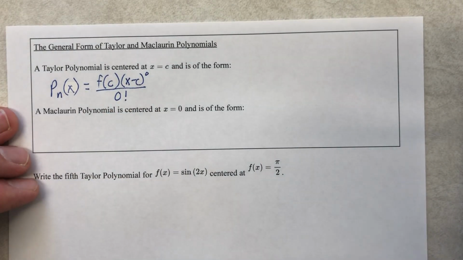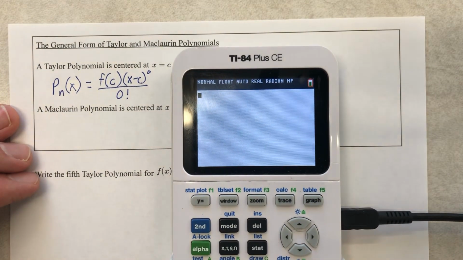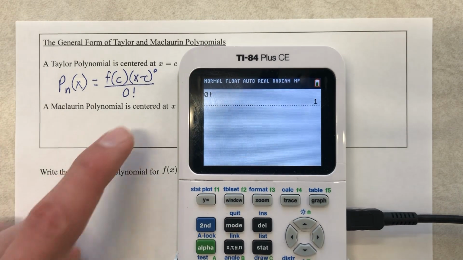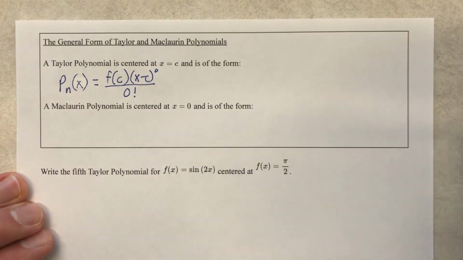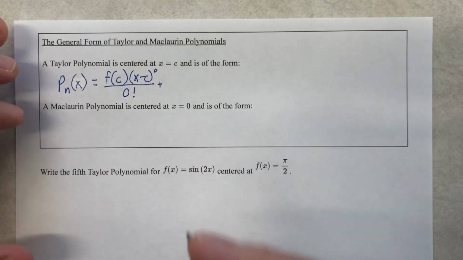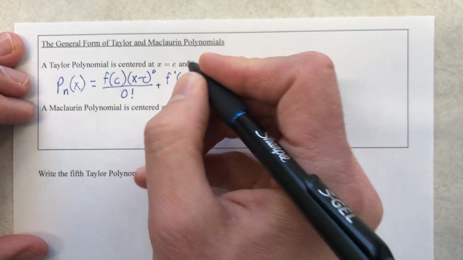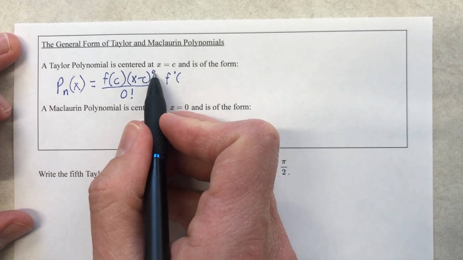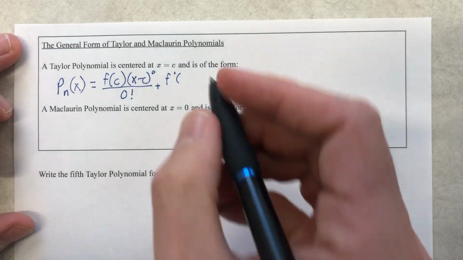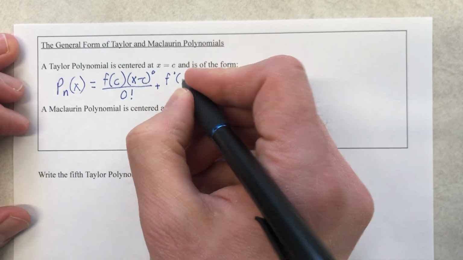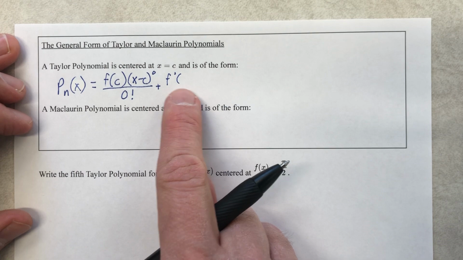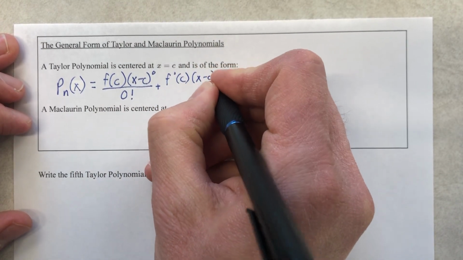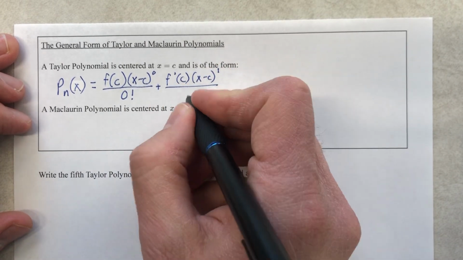Just quick, in case you've never seen it before, or if you saw it and forgot it, 0 factorial is not 0. We are not dividing by 0 here. 0 factorial is 1. Fun times. Plus, next term, first derivative. So this is the 0th term, so I have a denominator of 0 factorial, an exponent of 0, and the 0th derivative, which is the original function. And now I have the first term. Now I know that's the first term, but we're counting here. So 0, 1, so f prime of c, (x minus c) to the 1 over 1 factorial.